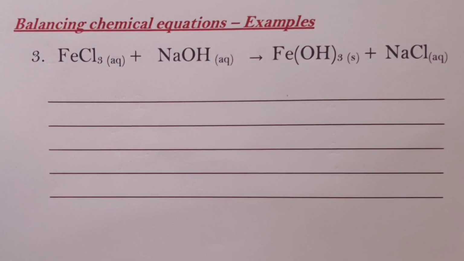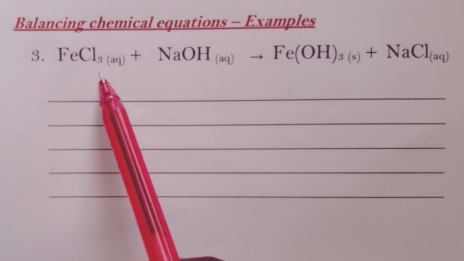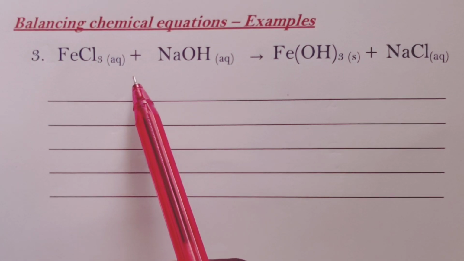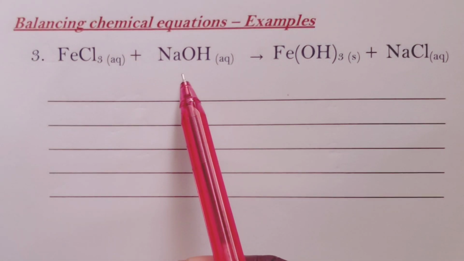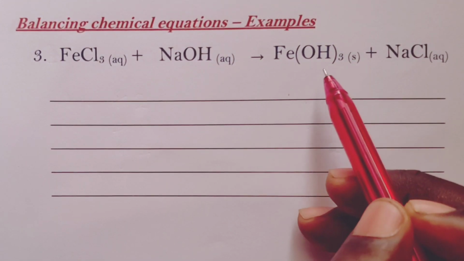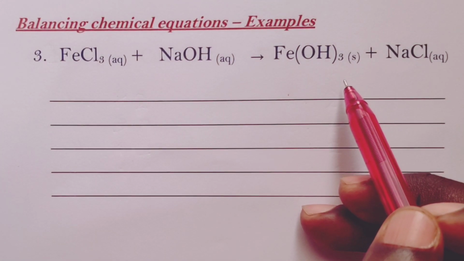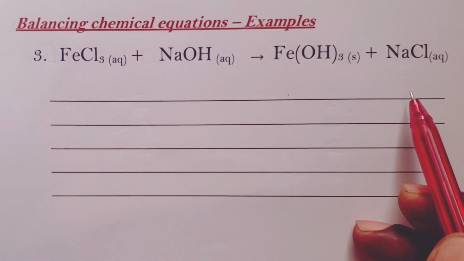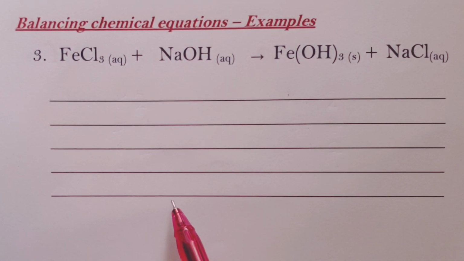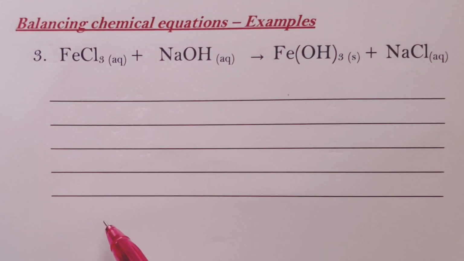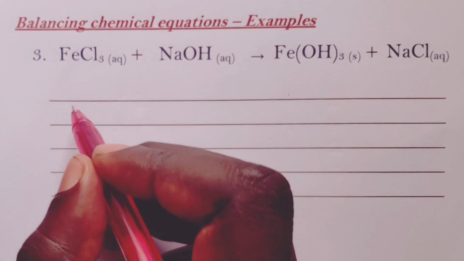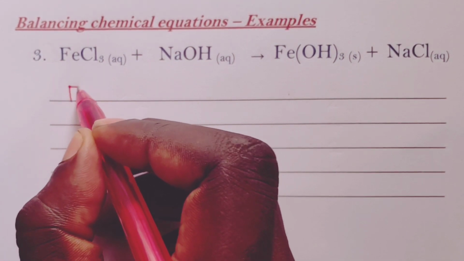In example 3, I'm reacting iron 3 chloride in solution with aqueous sodium hydroxide to give iron 3 hydroxide as a precipitate solid and sodium chloride in solution. Let's see how to balance this. This time round, I have 5 different types of atoms on both sides.